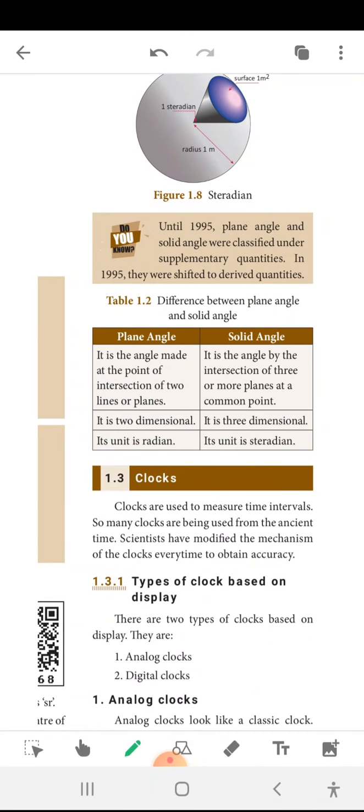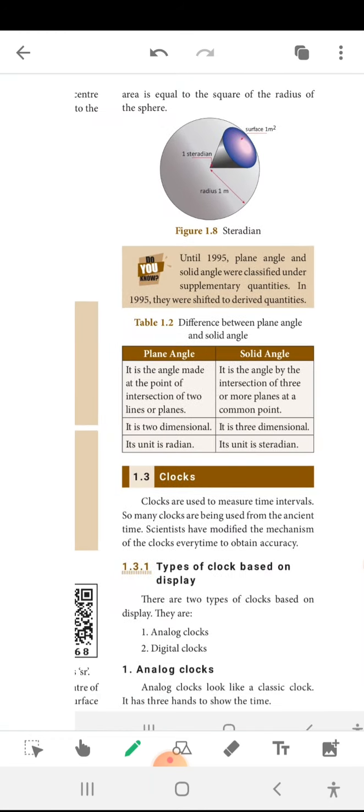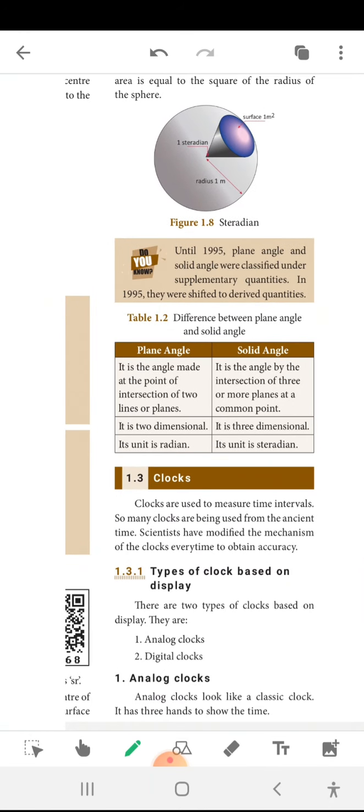You know about clocks. A clock is used to measure the time interval between events. There are two types of clocks, analog clocks and digital clocks. We will see about the clocks in the next class.